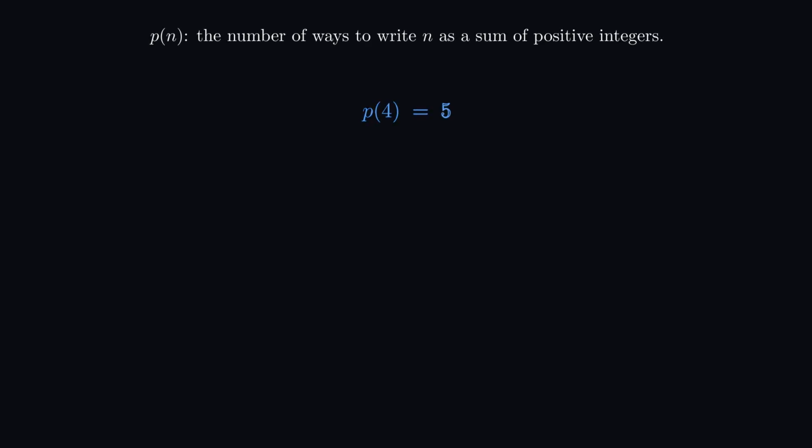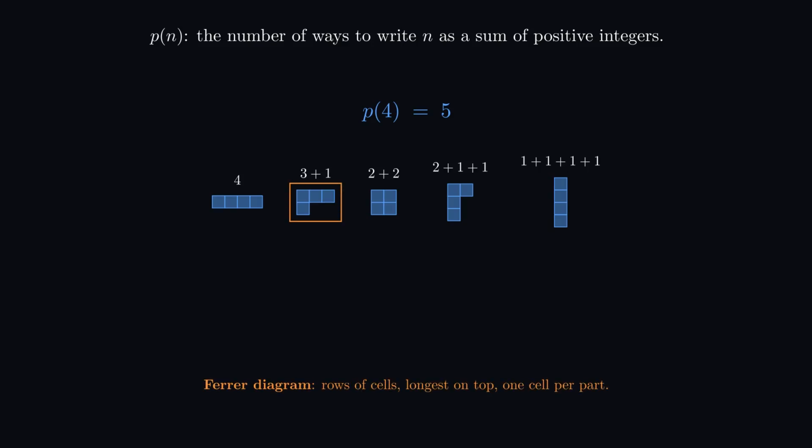What is p of n? It counts the number of ways to write n as a sum of positive integers. So p of 4 is 5. Each partition can be drawn as a figure diagram.